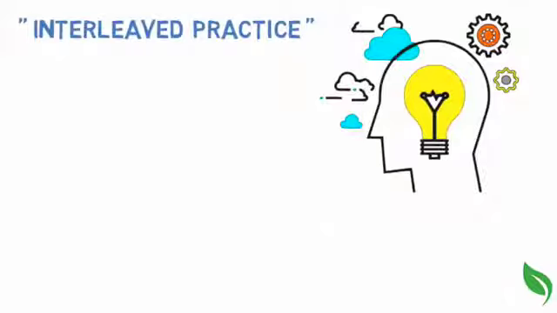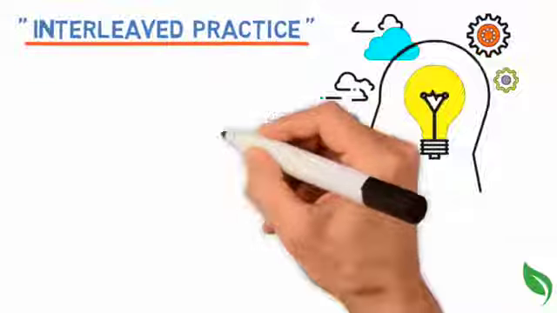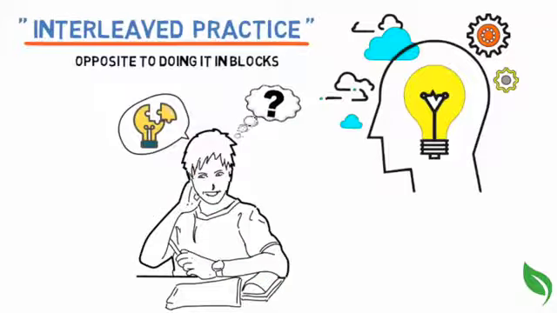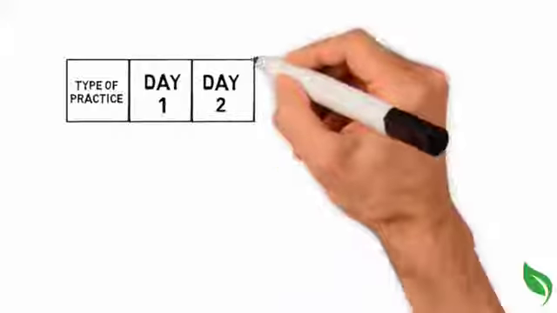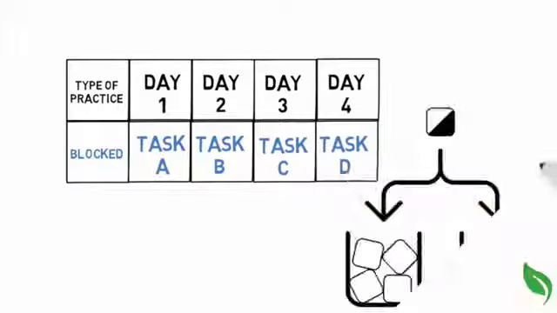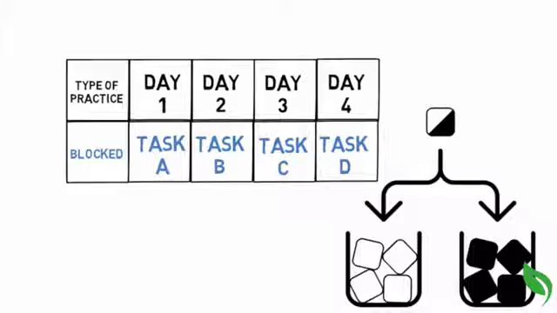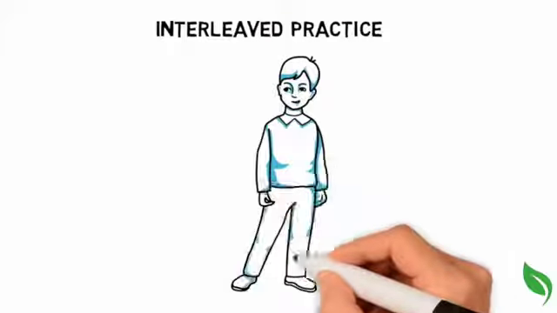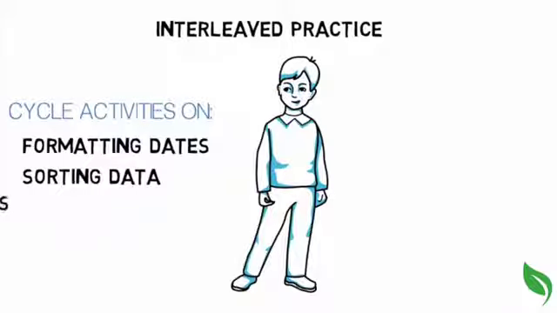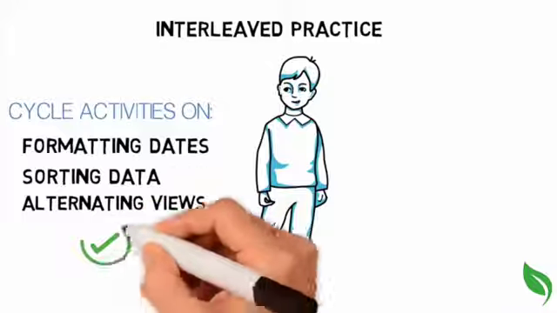A final strategy for retrieval is the concept of interleaved practice. Interleaved practice refers to interspersing different concepts when studying as opposed to doing it in blocks. An example of blocked practice would be doing 4 practice activities on formatting dates, then 4 activities on sorting data, then 4 activities on alternating views in Microsoft Excel. Using the same situation, interleaved practice would be where the learner cycles through 1 activity on formatting dates, 1 on sorting data, and 1 on alternating views, until 4 activities of each are complete.